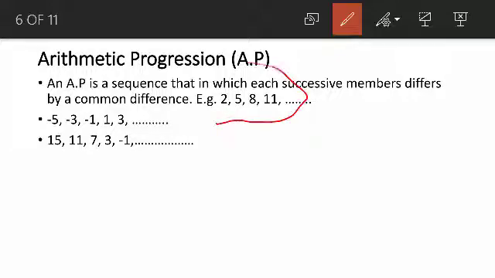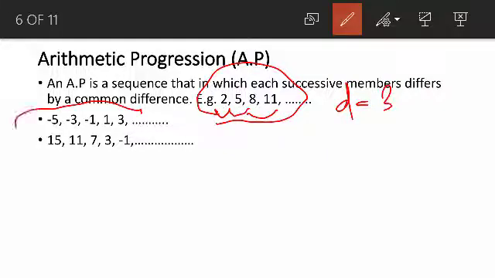Look at this here. You can see from 2 to 5, from 5 to 8, from 8 to 11. You can see here that the common difference is 3. So the successive members differ by 3. That's 5 minus 2 is 3, 8 minus 5 is 3, and 11 minus 8 is 3.